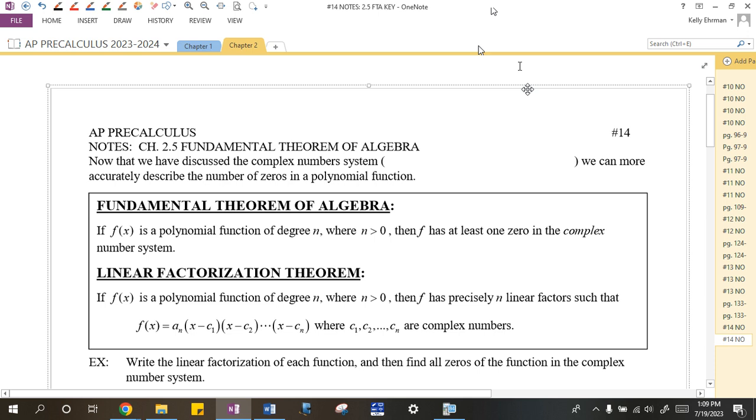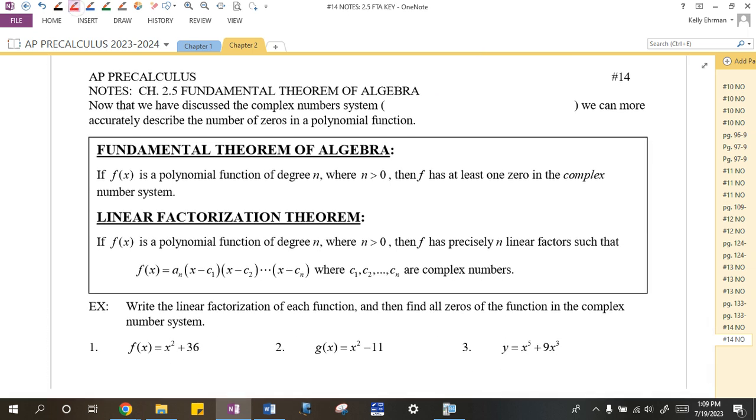We're in Chapter 2, Section 5, talking about the fundamental theorem of algebra. Sounds fairly important. And it is an important theorem, but it seems like we've discussed a version of this before. It's all about factoring and finding zeros.